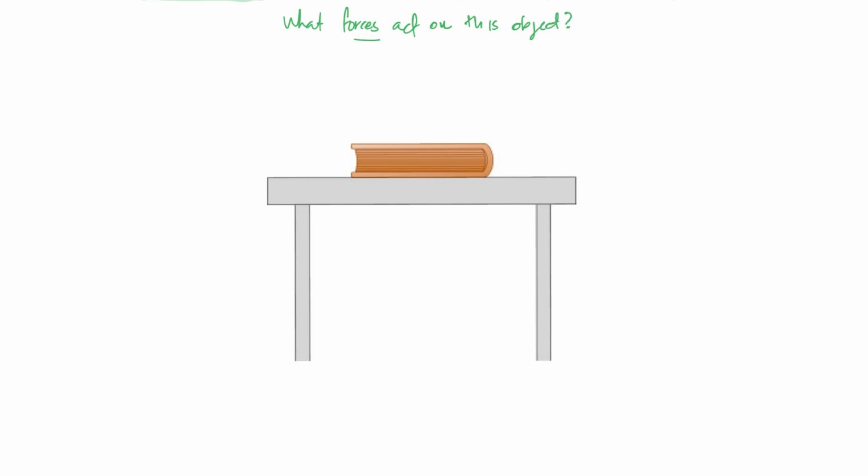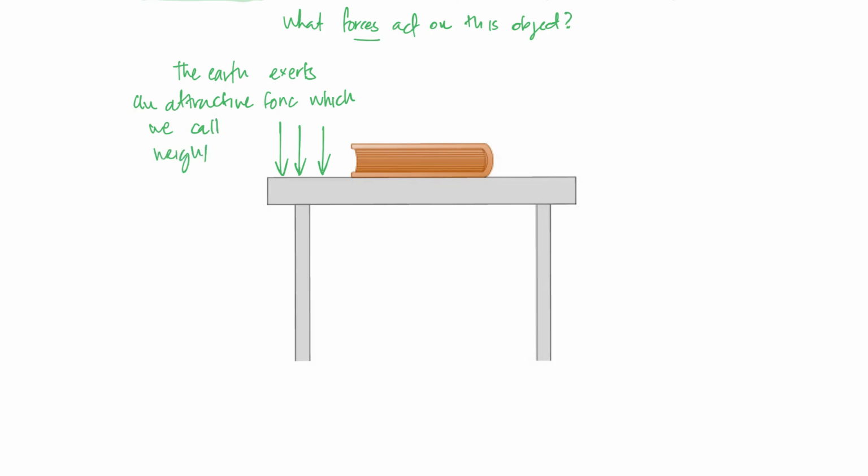Right? The first thing I've got to look at here is, because I know gravity exists, I know that this book in some way is attracted. So we know that the earth, because of its gravity, exerts an attractive force which we call weight. So that's the first force, right?